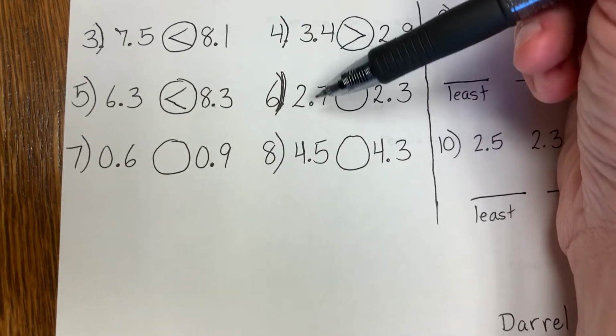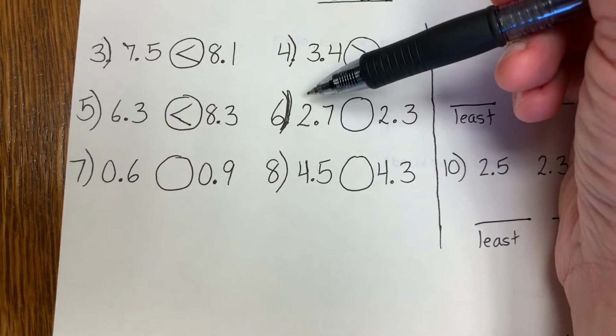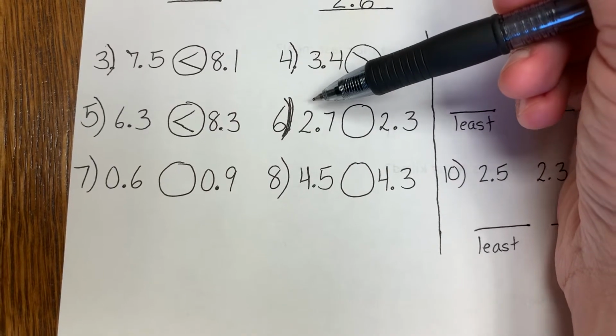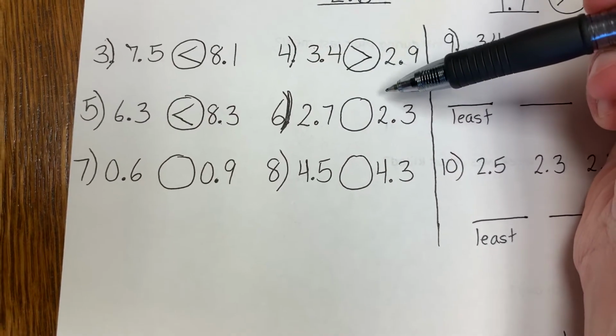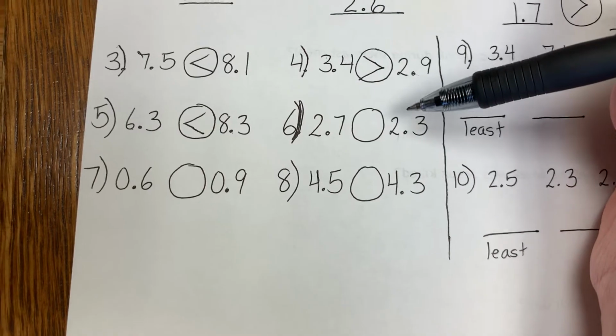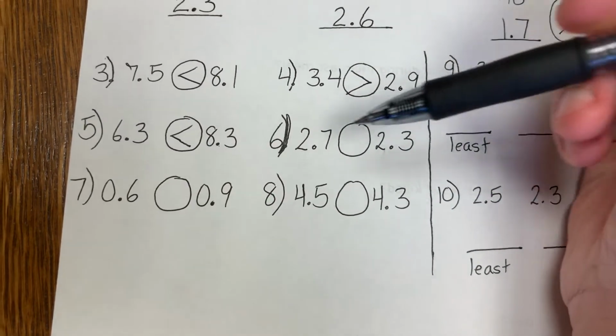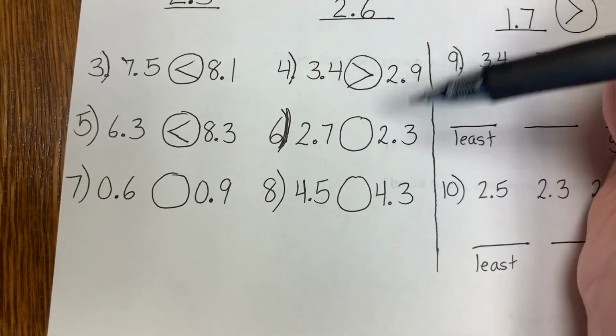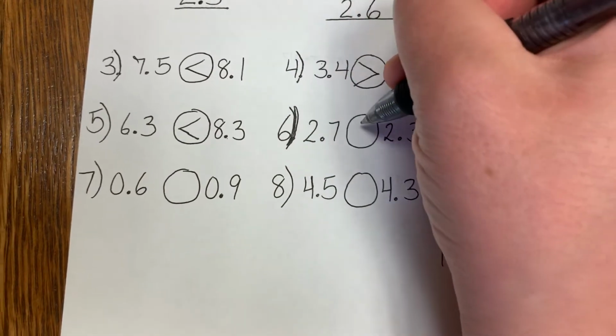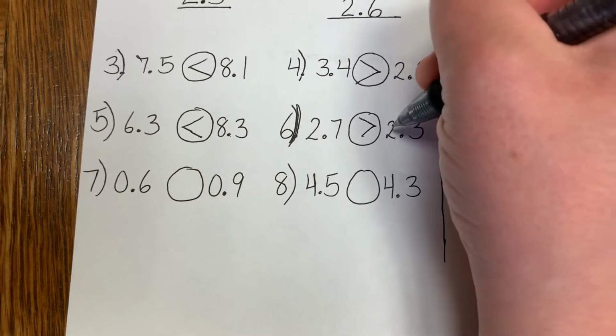Number 6, this is the first one where the ones place has a 2 here, and this one has a 2 as well. So we have to look at the tenths place to figure out which one is larger. Okay, so 7 is greater than 3, so we're going to say 2.7 is greater than 2.3.